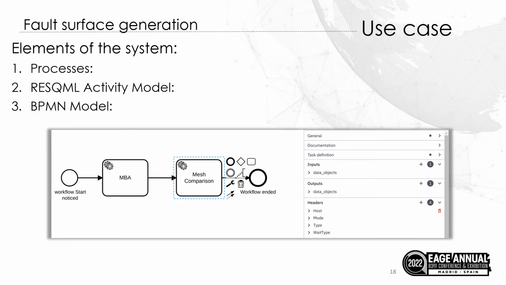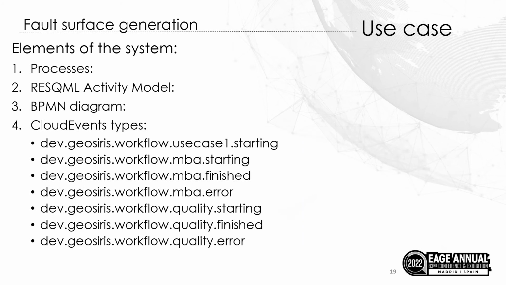A BPMN model was designed where each task has a list of ETP URIs as its input-output types, a header with the cloud event type that starts the task, and the cloud event type that finishes the task. And finally, the cloud event types that are used to start and finish each task, and the whole pipeline, are created in the cluster. As an aside, the errors are also handled with cloud events.